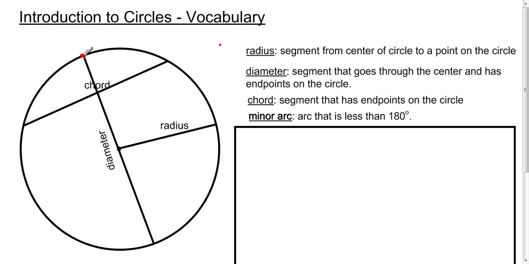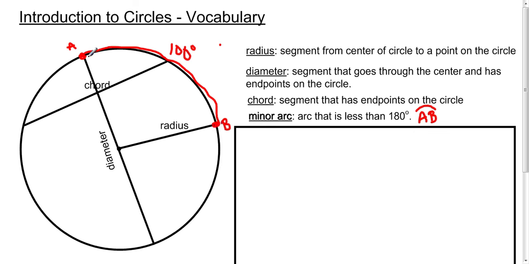So a minor arc would be like from here to here, or you could even say to here. This is less than 180 degrees. This looks like it's maybe about 100 degrees. I'm just estimating that. If this was labeled A and B, the way we would say this is arc AB, and the symbol is an arc over the top of A and B. So that would be a minor arc as long as it's less than 180 degrees.